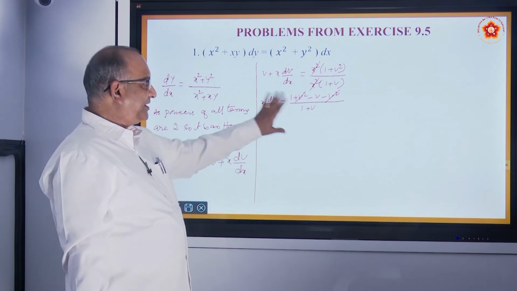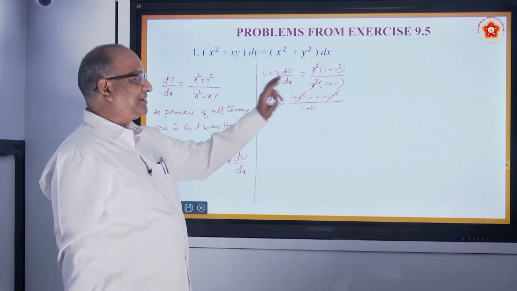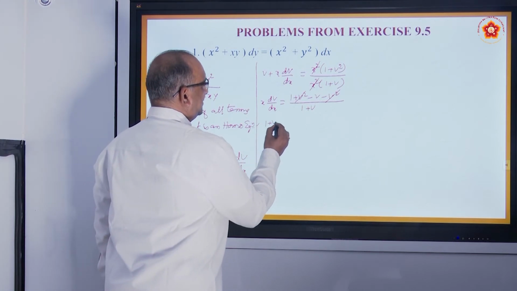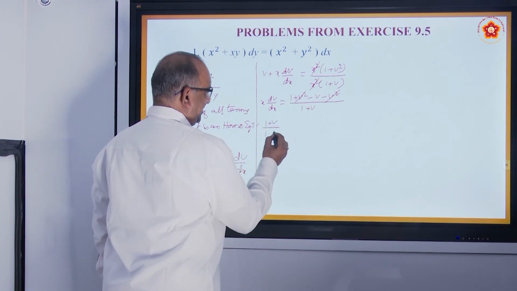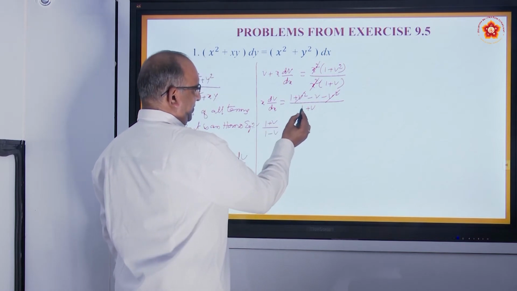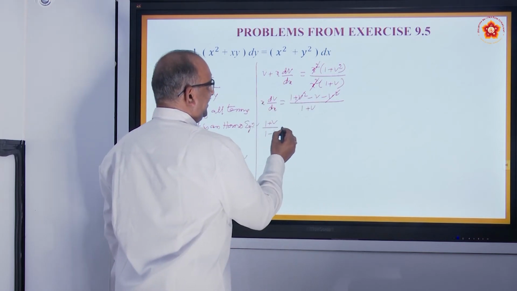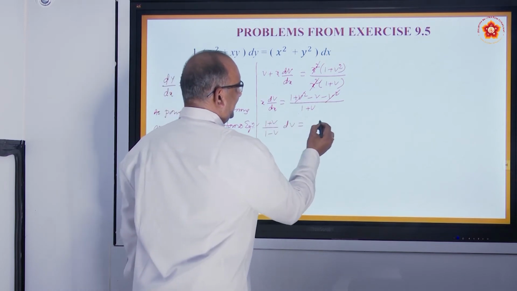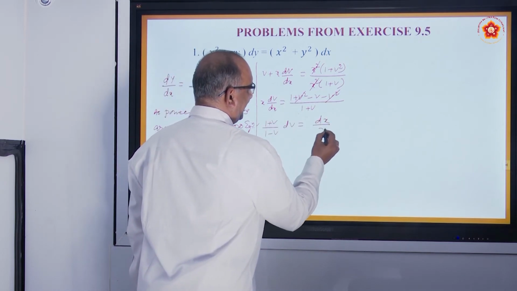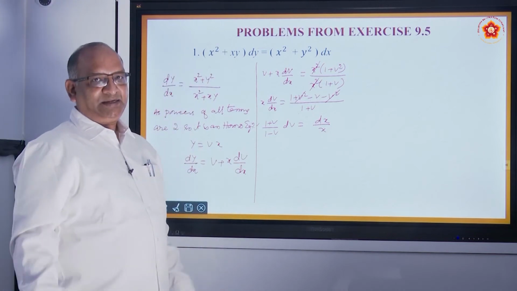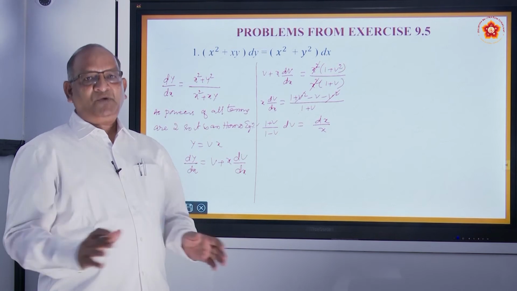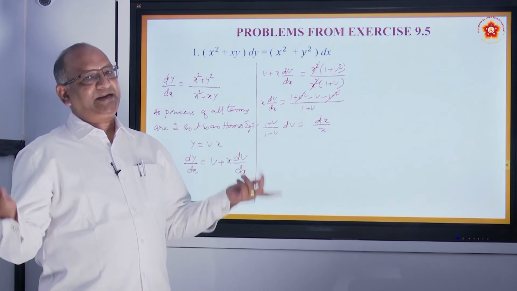So get the v terms to this side, take the x terms to that side. So it will become 1 plus v upon 1 minus v into dv equal to dx by x. You can see that the variables got separated. Now onwards, the procedure is standard, integrate.